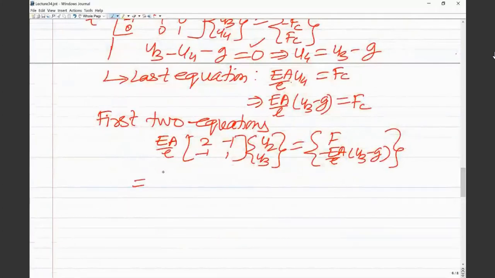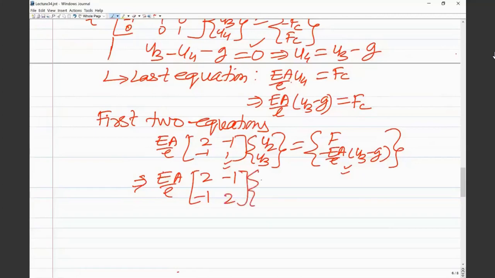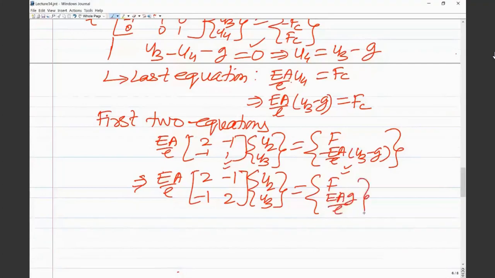Now, this term minus EA into U3 by L, U3 is an unknown, so this can be taken to the left hand side. So you can write this equation as EA by L times [2 -1; -1 ...], and at this diagonal this term would be added. On the right hand side it is minus, so when we take it to the left hand side it becomes plus. So here we will have 2, and then U2, U3 is equal to, on the right side, F and this minus EA by L into minus G, which will be EA G upon L. So this will be the additional term.